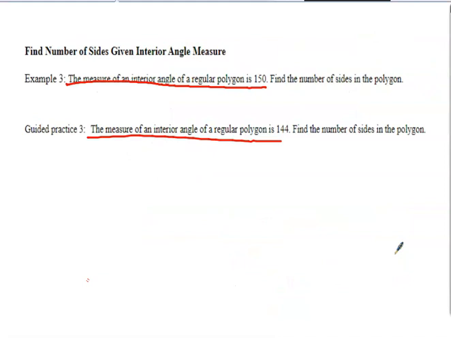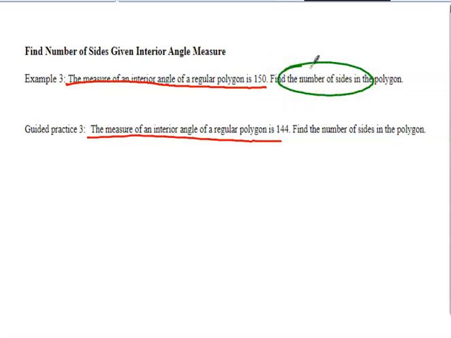So now let's work out the next two. So now we have one of the angles, okay? So we have one of the interior angles, and we need to work backwards. We need to find the number of sides in the polygon. All right, so we have an interior angle. Now we need to figure out the number of sides. So we kind of need to work backwards, okay? So this is a little bit trickier.